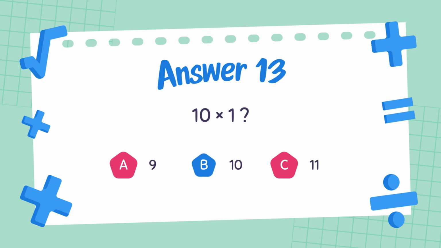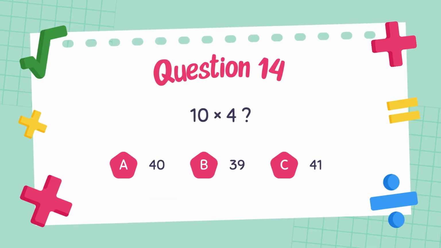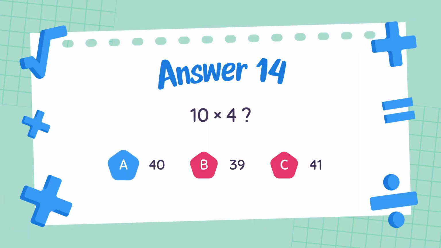Well done. Question 14. What is 10 times 4? Is it A, 40, B, 39, or C, 41? The answer is A, 40.